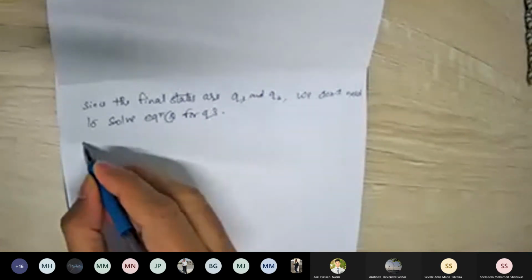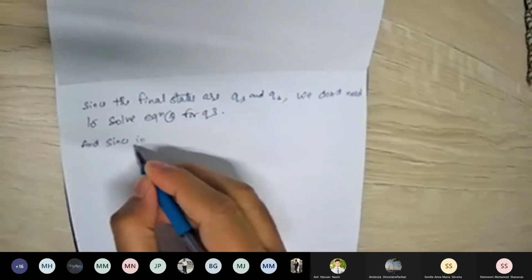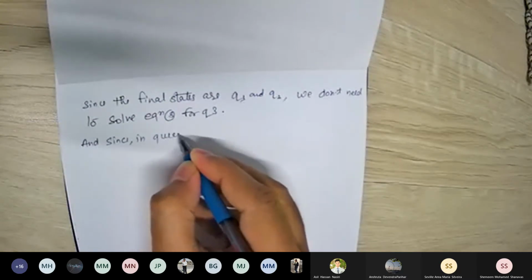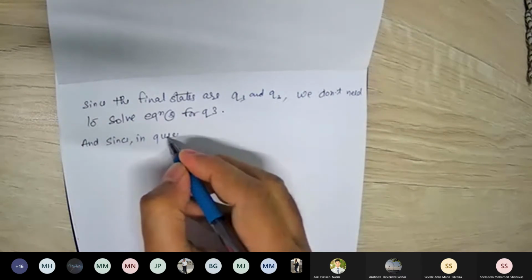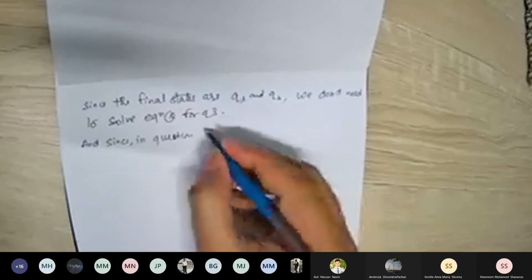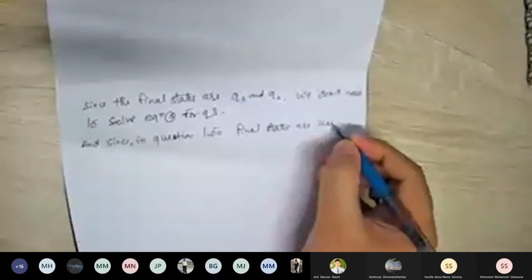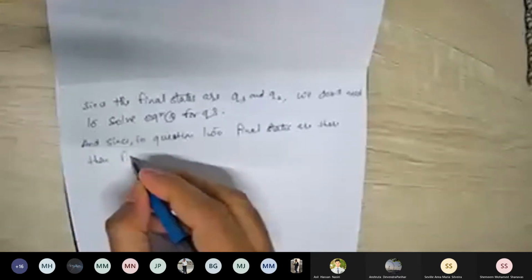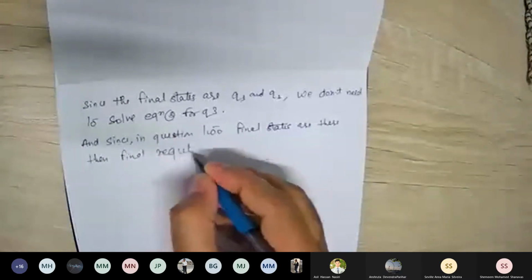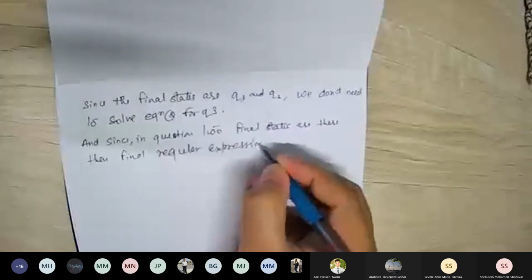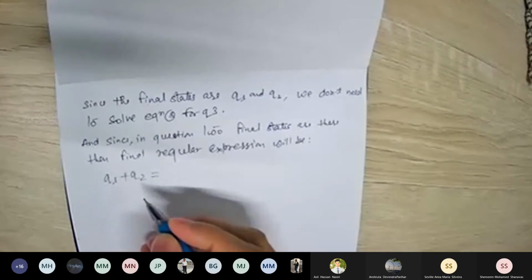So now what is your solution finally? What will you do? Since in the question two final states are there, then the final regular expression will be what? Q1 plus Q2, since these Q1 and Q2 are the final states.